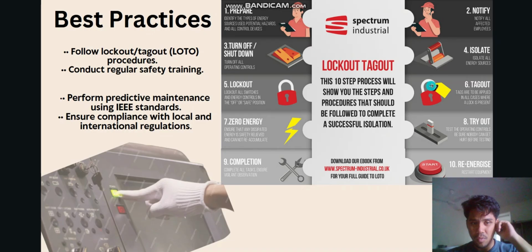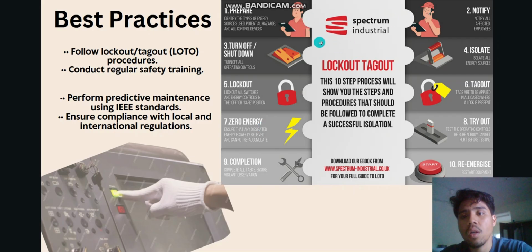Okay, we go to the best practices. We look at the slide. For the first, follow the lockout/tagout procedure, which is the LOTO procedure. Next, conduct regular safety training. Next, perform predictive maintenance using IEEE standards. And for the last, ensure compliance with local and international regulations.